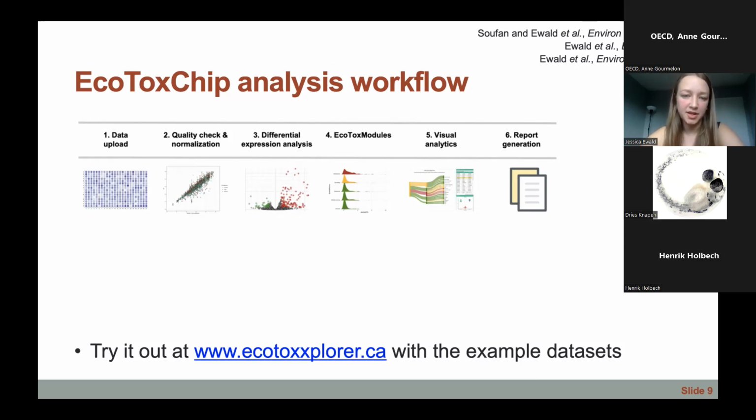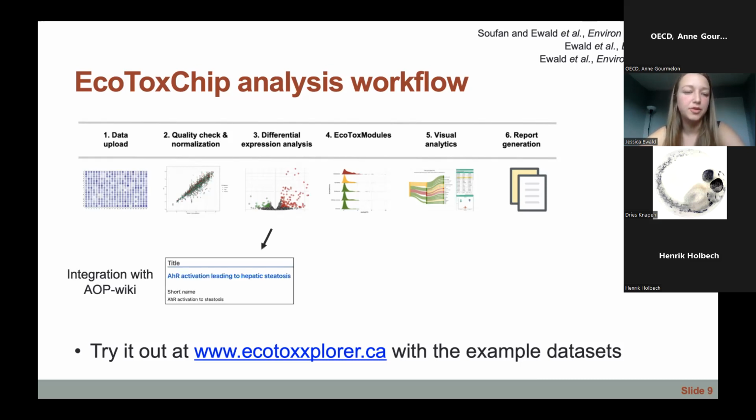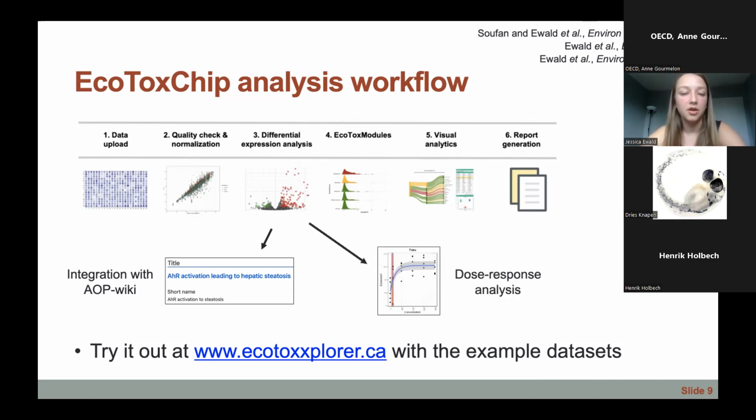In addition, I'd just like to highlight a few more features in the tool. First of all, we took care to go through the whole AOP wiki and try to cross-reference genes that were on the chip with genes that were in various AOPs and key events. And so now when you have your table of differentially expressed genes, you can just click a link beside the gene and it should pull up the relevant page. Also, we have dose response analysis in here as well, so you can perform this with the Ecotox chips.